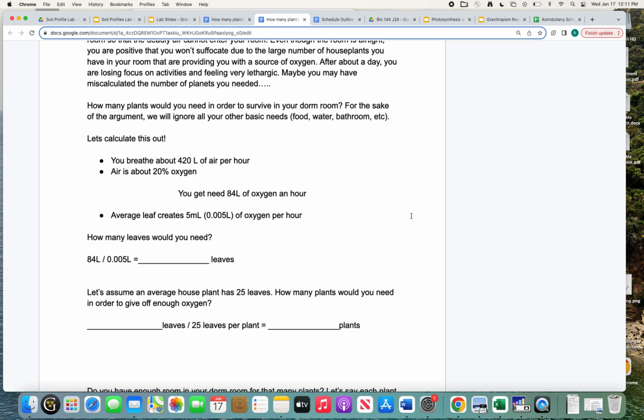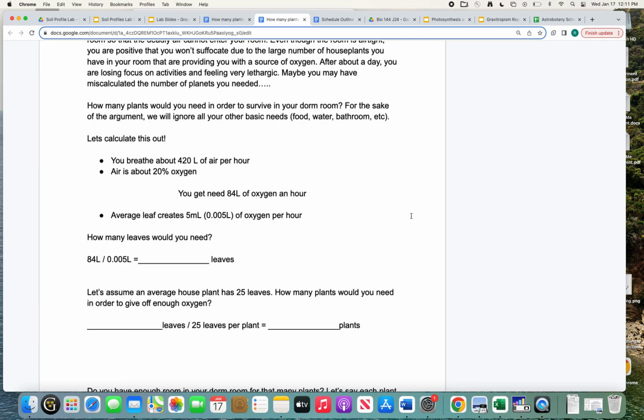Now we're making a lot of assumptions here, and one of the last things I'll ask you is what assumptions we're making. We know that a typical human being breathes out about 420 liters of air per hour. We also know that air is about 20% oxygen, so we would need about 84 liters of oxygen an hour to keep us living. Now an average leaf creates about 5 milliliters, or 0.005 liters, of oxygen per hour. So we need to calculate how many leaves of average size we would need.